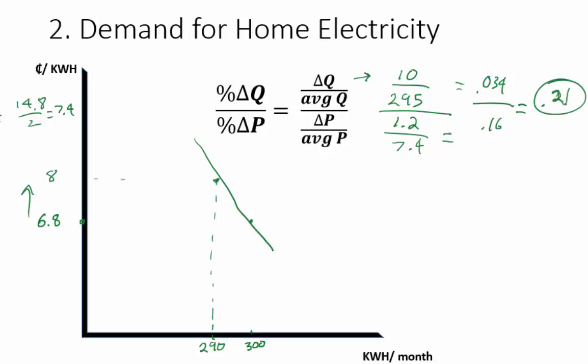Elasticity coefficient of 0.21, well less than 1, so we would label this as inelastic, and this would be quite inelastic. You know, it might make sense when you think about home electricity. There's not many good substitutes, and people are going to be willing to pay higher prices to keep their homes lighted and heated and not necessarily cut back that much on electricity use in the short run, even when the price goes up.